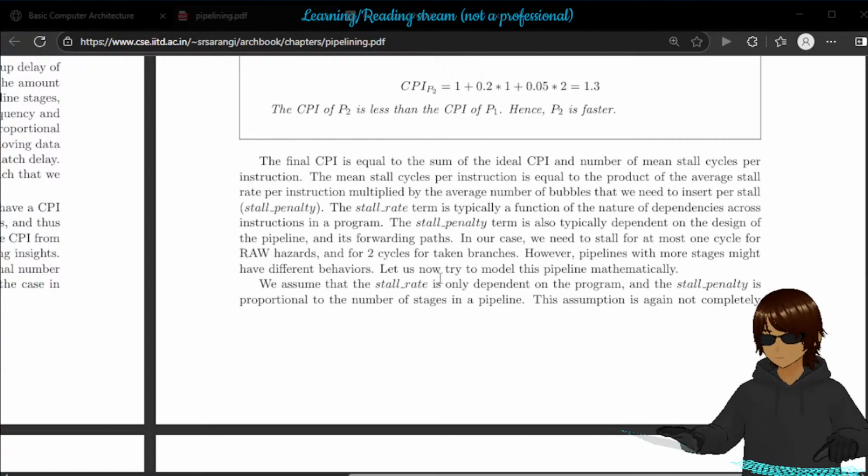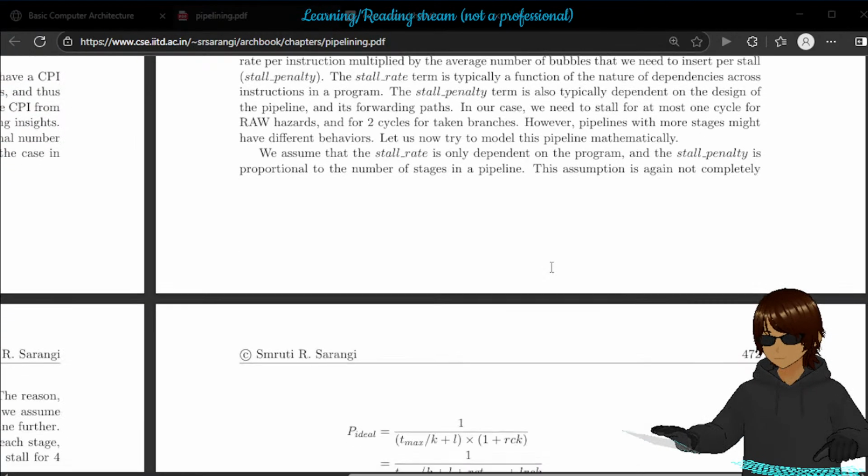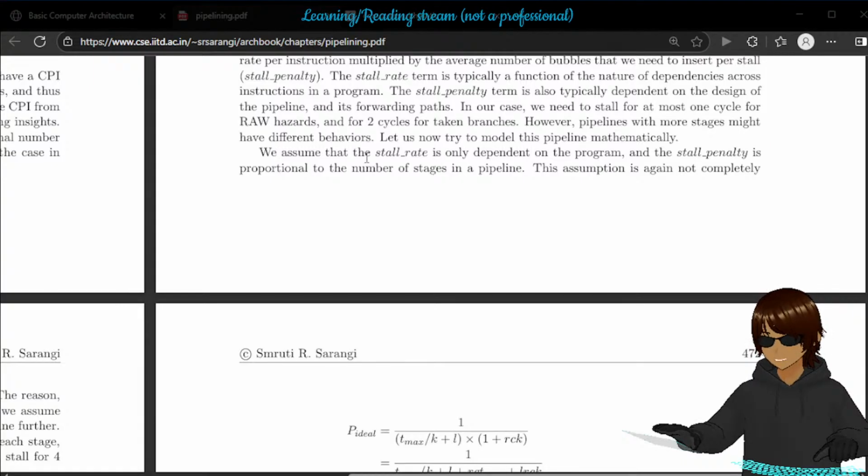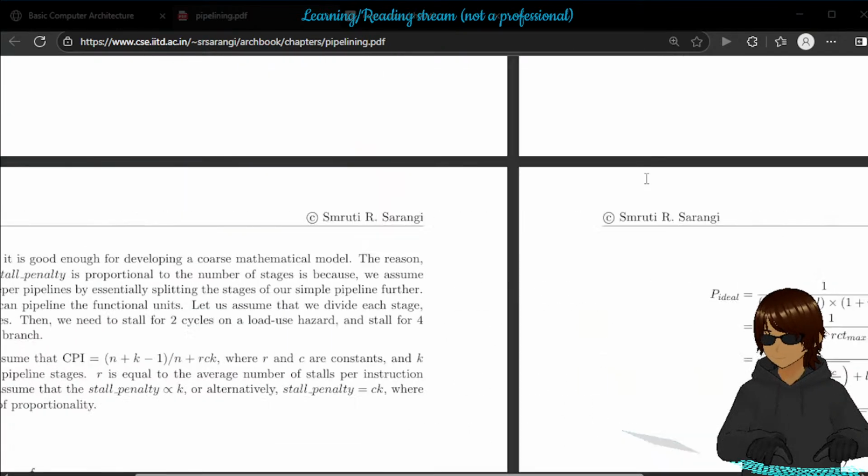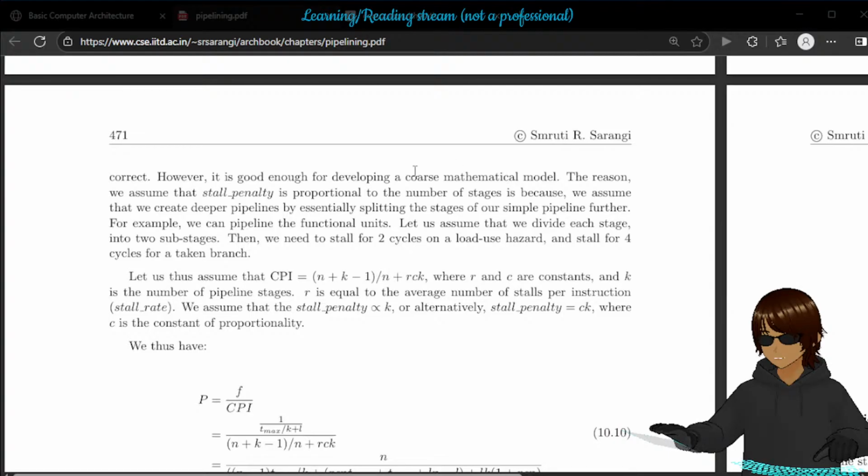Let us now try to model this pipeline mathematically. We assume that the stall rate is dependent on the program and the stall penalty is proportional to the number of stages in a pipeline. This assumption is again not completely correct. However, it is good enough for developing a coarse mathematical model. The reason we assume that stall penalty is proportional to the number of stages is because we assume that we create deeper pipelines by essentially splitting the stages of our simple pipeline further.